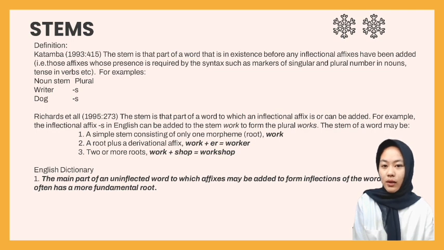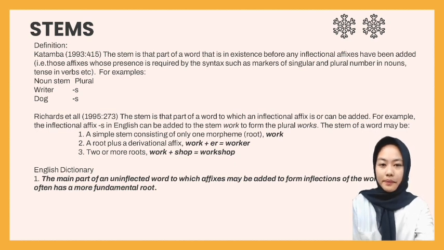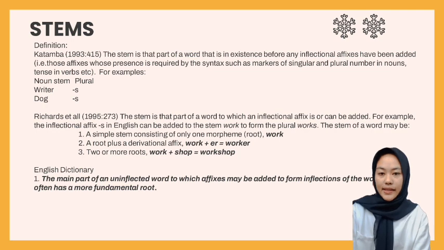The stem of a word may be: one, a simple stem consisting of only one morpheme, a root word. Second, a root plus a derivational affix, for example, word plus -ly, purple. Third, two or more roots, for example, work plus shop, workshop. In an English dictionary: the main part of an uninflected word to which affixes may be added to form inflections of the word. A stem often has a more fundamental root.